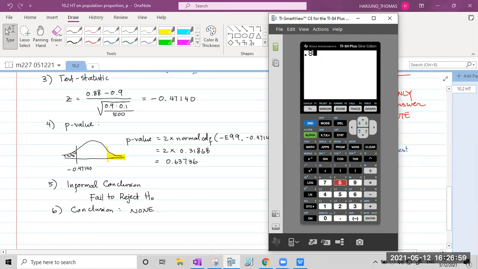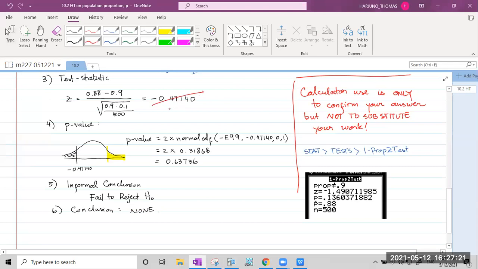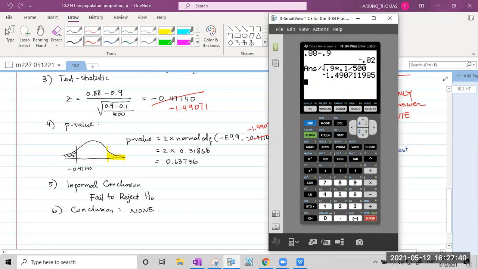Okay, so it's 0.88 minus 0.9 divided by the square root of 0.9 times 0.1 divided by 500. Oh, yeah, I typed something wrong earlier, I guess. So this is negative 1.49071. I need to change this. Negative 1.49071. So that will be normalcdf, lower bound negative E99, upper bound negative 1.49071. The mean is 0, standard deviation is 1.